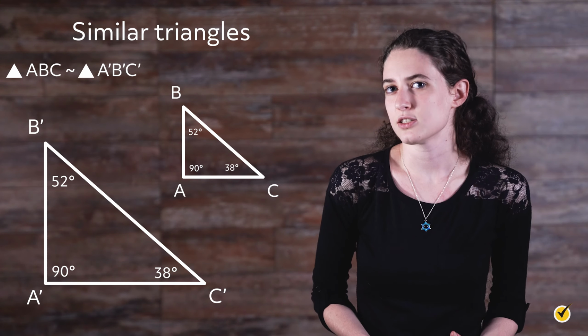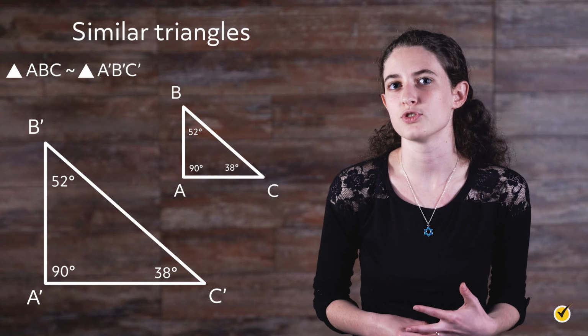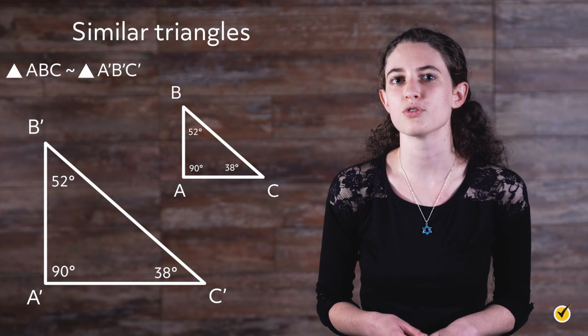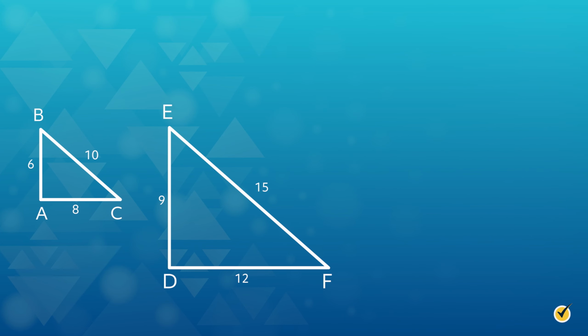Okay, but what if we didn't start by dilating and don't know all the angles? Is there any other way to tell if two triangles are similar? Let's look at an example where we only know the lengths of the sides of two triangles. These two triangles appear to be the same shape, but remember that in geometry we can't always trust our eyes. We need to prove that they are the same shape, and we can do that by checking to see if their sides are in proportion to each other.